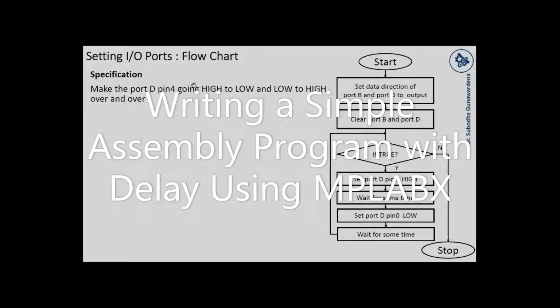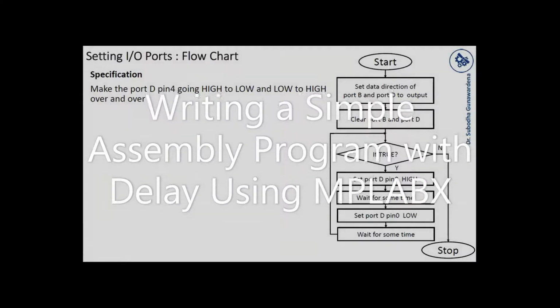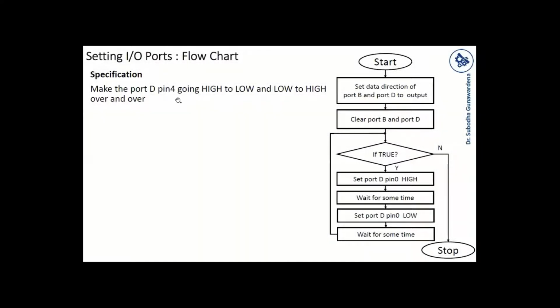This video is about implementing an assembly code in MPLAB X IDE for the PIC16F877A microcontroller. The program should be written according to the given specification. The specification says make port D pin 4. It should in fact be port D pin 0, going high to low and low to high over and over.